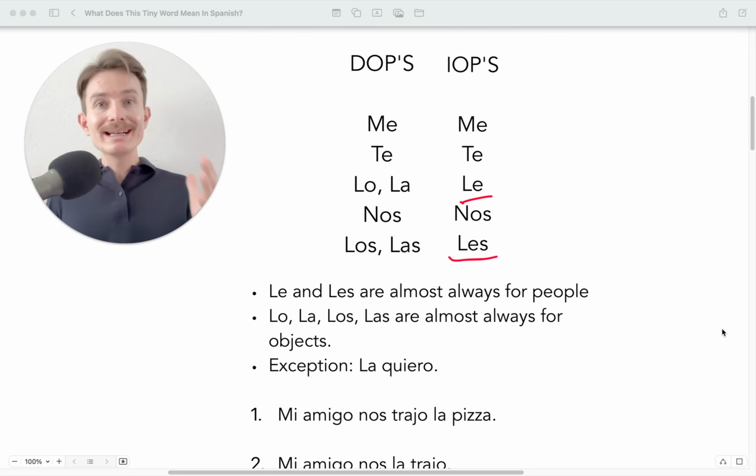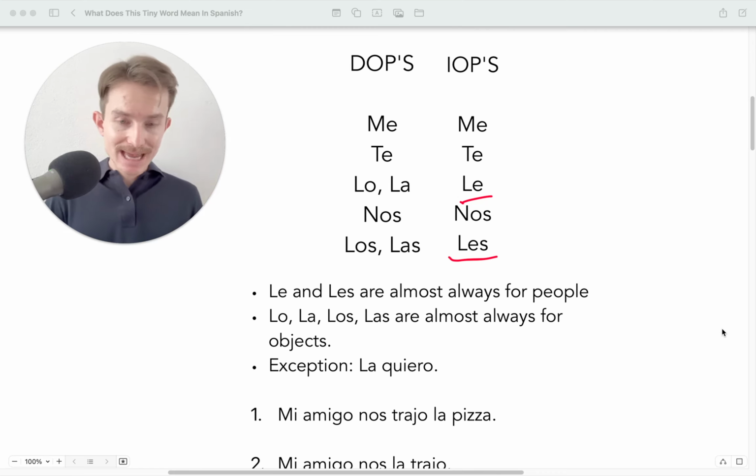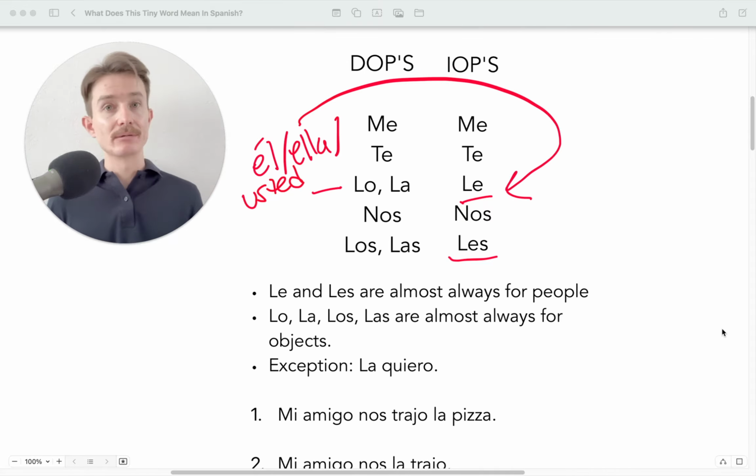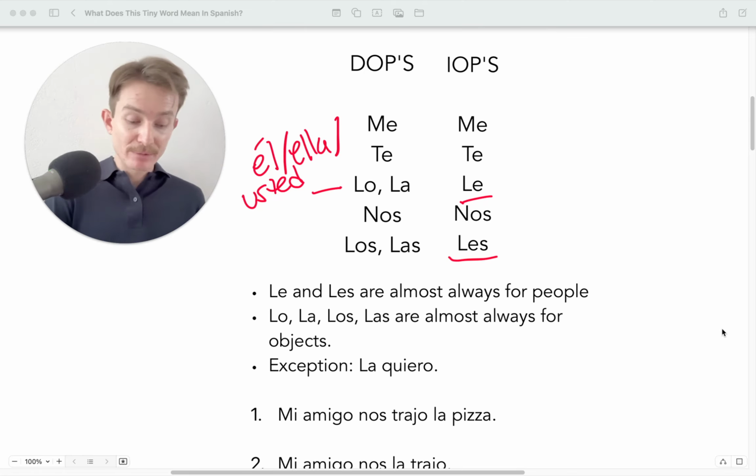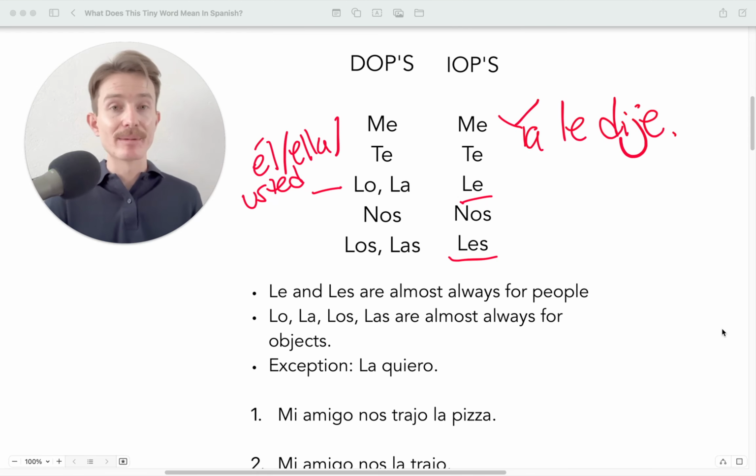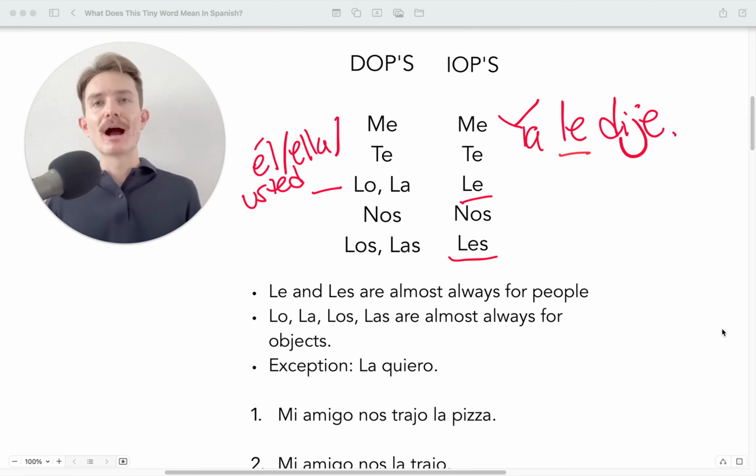Now, what is le representing? Well, technically, le is representing the él, ella, and usted form. Okay? So technically, le can represent all of those. Which is why le can be quite tricky, because if I were to say something to you like, ya le dije, and I apologize for my bad handwriting, you do not know who le is in this case unless I have given you prior context.